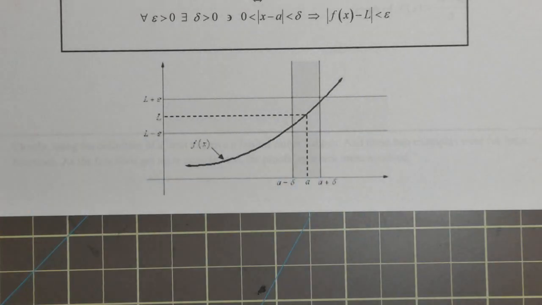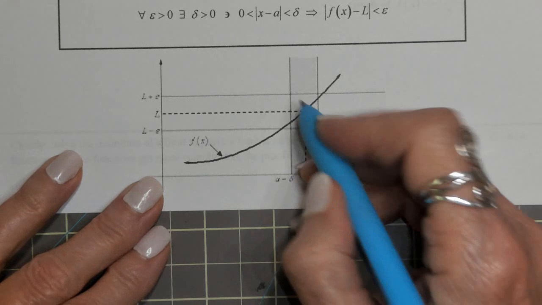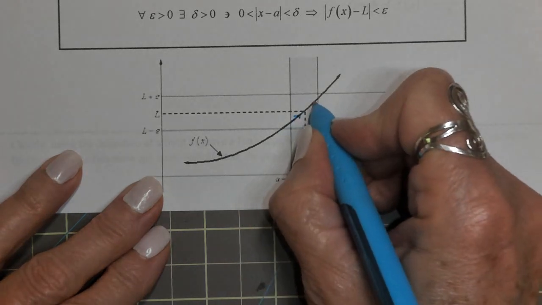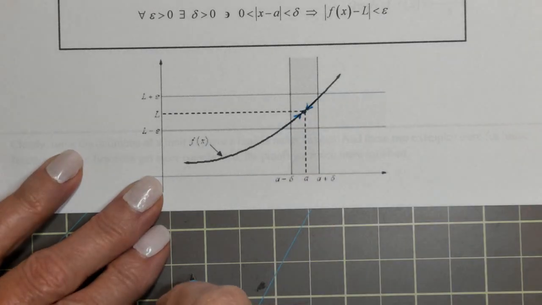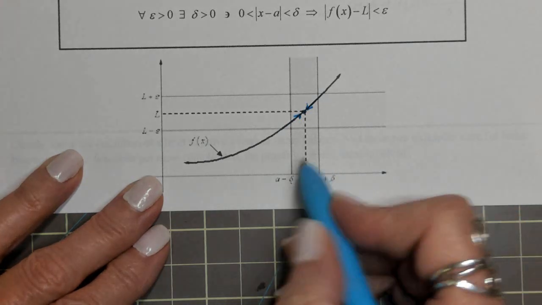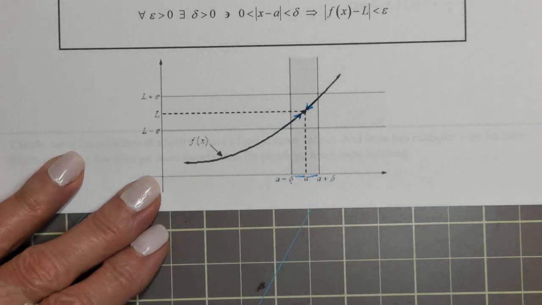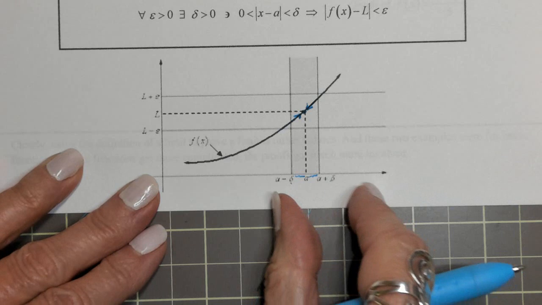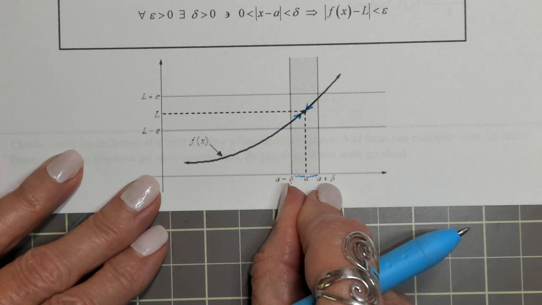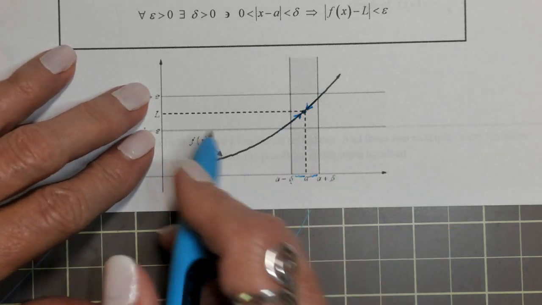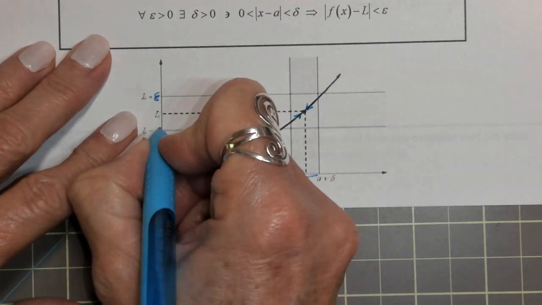Now here's a picture of it. Here's f. Here's a. So we want to know, what is this limit? The limit would be right there, right? So delta gives us an interval surrounding a. L, or the epsilon, gives us the interval surrounding L. You can't see it, but this is a little epsilon here.